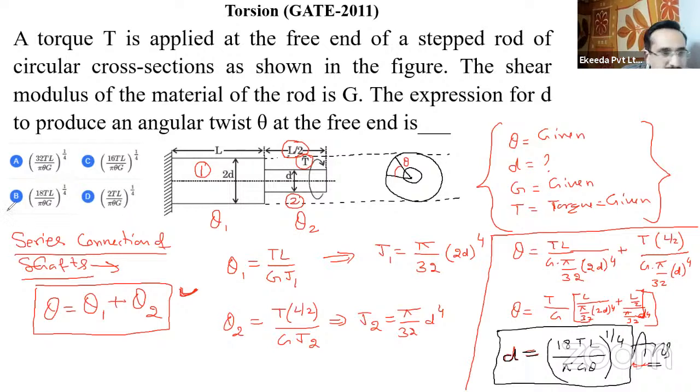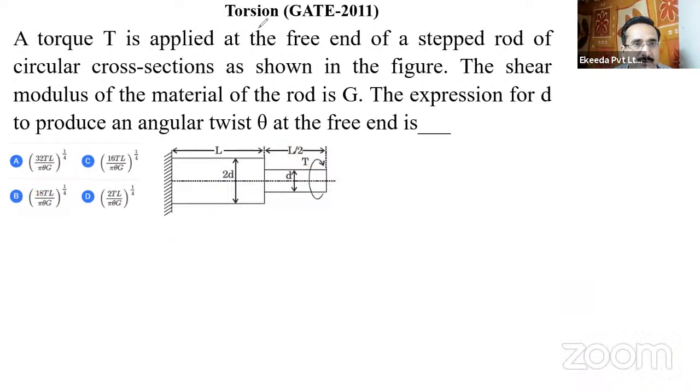So this is which answer? This is B answer. So answer B is correct. D can be taken out on one side, and this is the answer of this question. So this is how we solve the torsion questions. So let us take one more question.